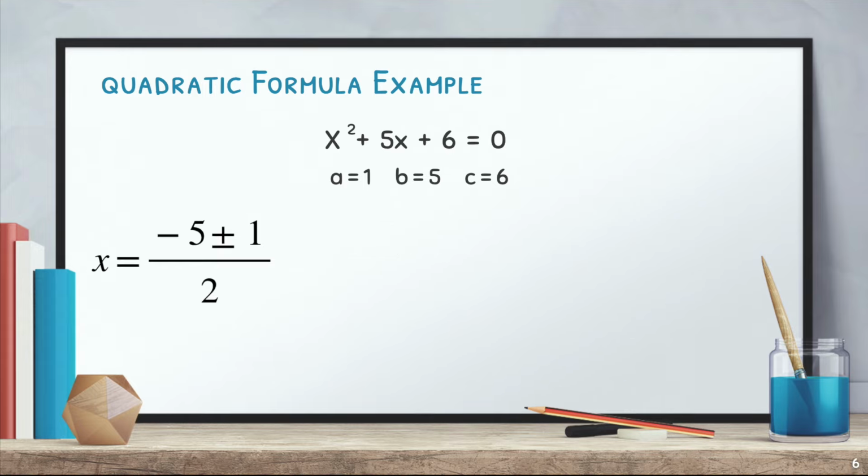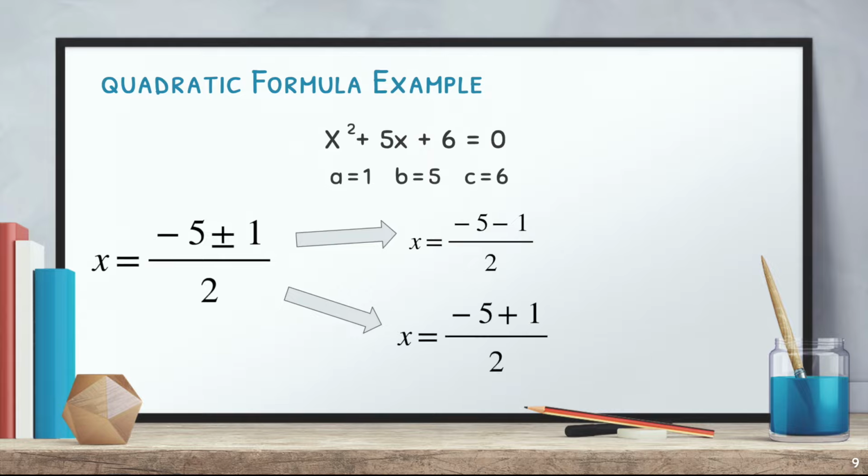Now, with our equation x equals negative 5 plus or minus 1 all over 2, we're actually dealing with two separate equations. The subtraction equation looks like this. X equals negative 5 minus 1 all over 2. And the addition equation looks like this. X equals negative 5 plus 1 all over 2. So, we're going to solve each equation separately to find the possible values of x. Let's start with the subtraction equation.